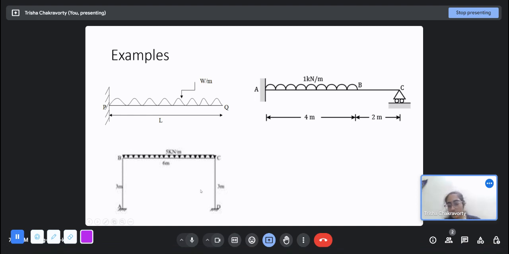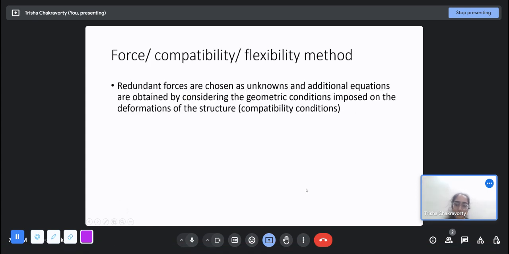This is a frame with two fixed supports at A and D. Each of the fixed supports gives us three reactions, and since this is in the 2D plane, it doesn't matter whether it is a beam or a frame. The total number of equations of equilibrium remain 3. So 6 minus 3 equal to 3. This structure is indeterminate to third degree, and this is a frame with two hinge supports. There are two reactions at each of the hinges, horizontal, vertical, horizontal, vertical. So there are total 4 reactions, and there are 3 equations of equilibrium. So the degree of static indeterminacy is 4 minus 3, 1.